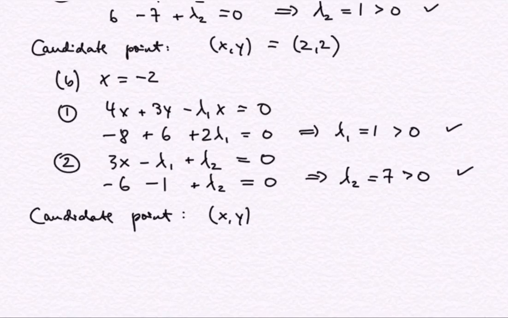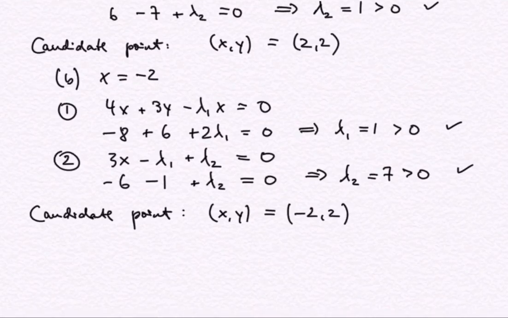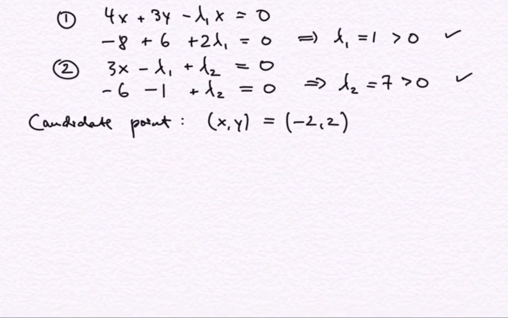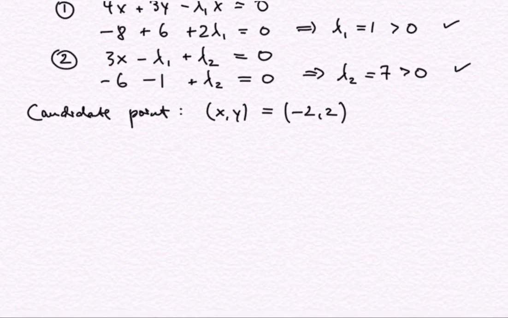This is x and y are equal to minus 2 and 2. So here the first case where both constraints are binding gave me 2 candidate points. I go into the second case.